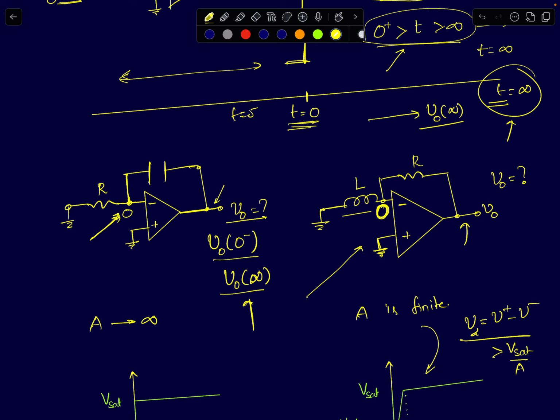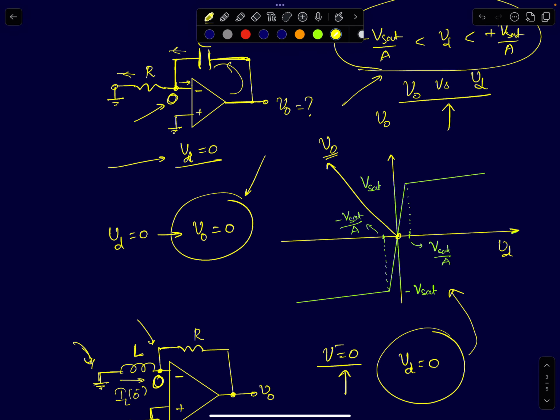Because it's forced equal to 0, even if there is a DC change in the output voltage, there will be no DC change at V minus. Which means there is no DC feedback. So whether you build the integrating circuit using an inductor or using a capacitor, both circuits will have no DC feedback in the steady state. That is, at t equal to infinity and at t equal to 0 minus, there is no DC feedback.